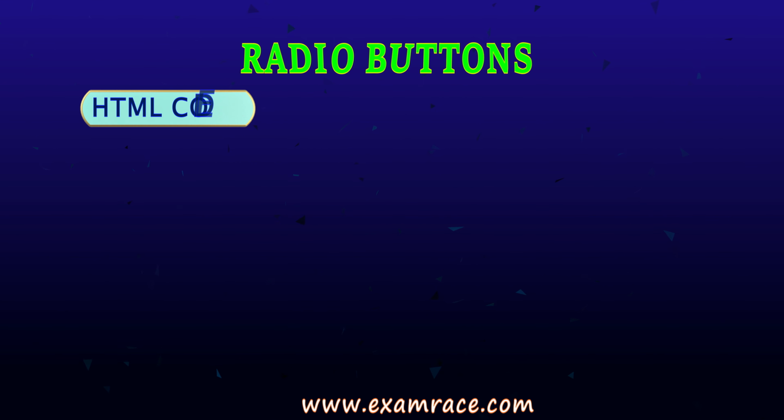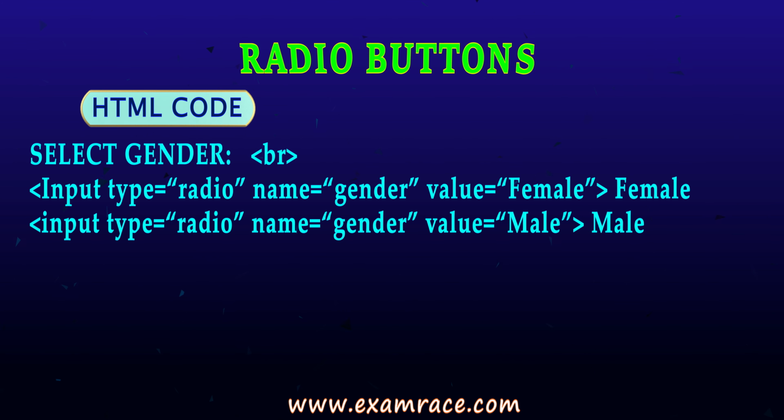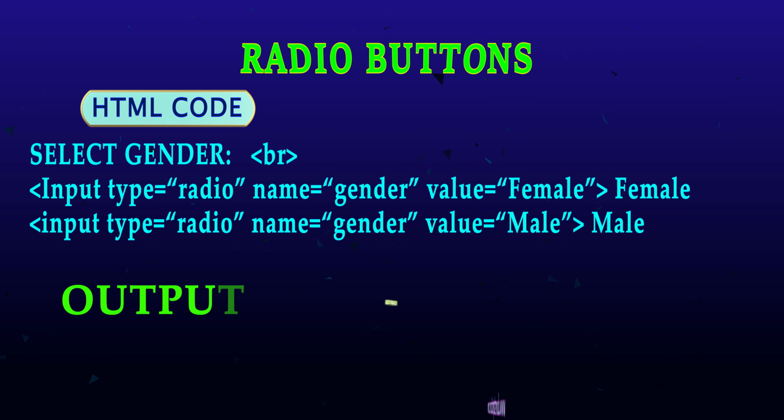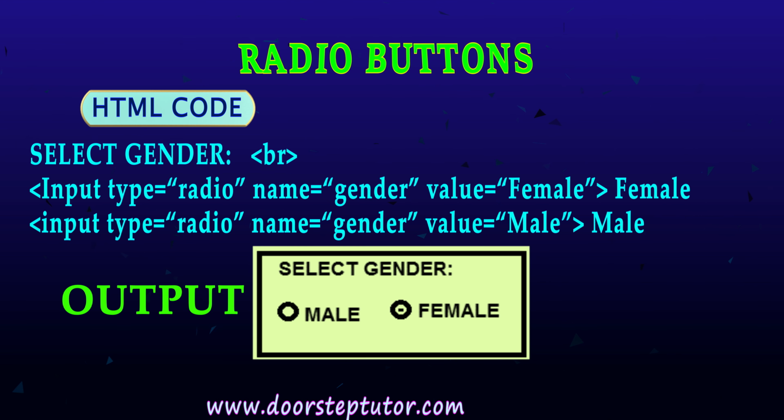So here is the code for radio button. Input type is equal to, in the double quotes I have given radio, which means that it is a radio button. Then the name of all the options must be the same. Like I have taken name is equal to gender for both radio buttons. Then value will be different for both options, like one is female and another one is male. So these are the values that need to be stored in the database. Then along with that I have given simple text like female and male. So this is the simple output.